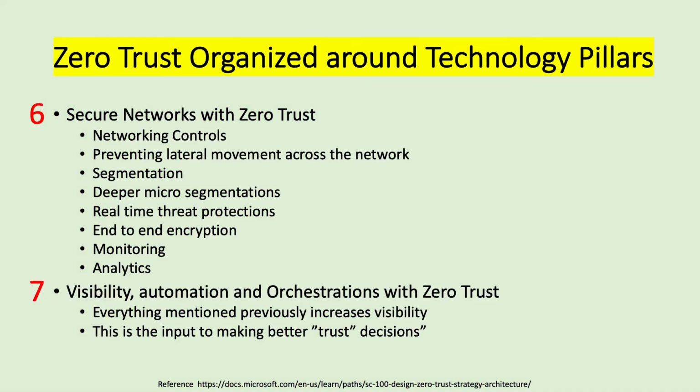And then obviously, a fundamental technology pillar is the networking aspects of it. So we want to be applying zero trust, and the way we do that is applying networking controls, preventing lateral movement across the network, or another way of actually looking at it is east-west traffic, right? Essentially traffic that's moving across our own environment, right?